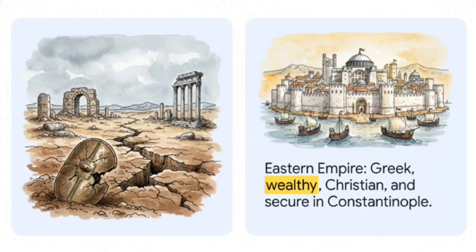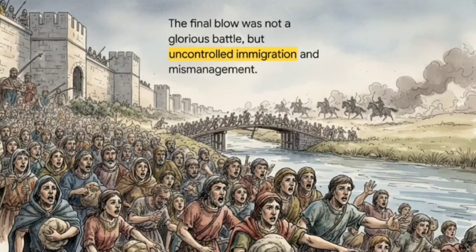The wealthy, Greek-speaking East absolutely thrived from their highly defensible new capital in Constantinople. But this radical solution essentially doomed the Latin-speaking West. It left it as a resource-drained ghost province, highly vulnerable to invasions. And yeah, that vulnerability proved completely fatal.